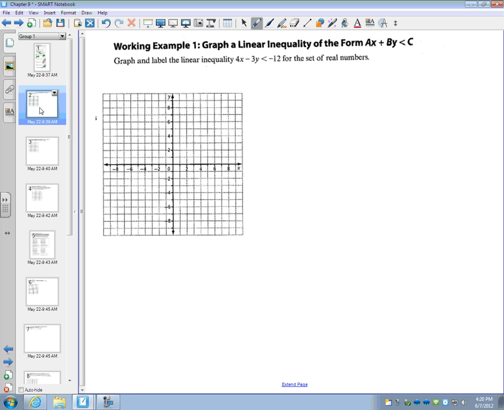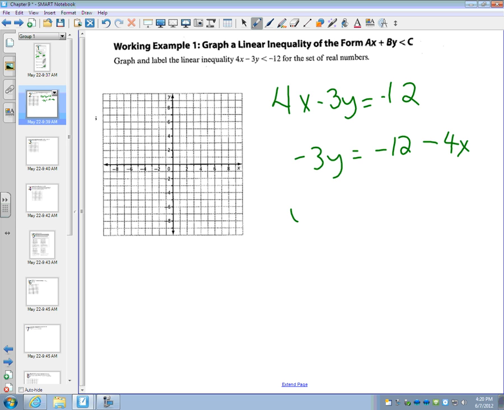Okay, I'm going to isolate y. I'm going to treat this like an equal sign for a second just to do my work. 4x minus 3y is equal to negative 12. I'm going to get y by itself. Minus 3y is equal to negative 12 minus 4x. I'm going to divide everything by negative 3.